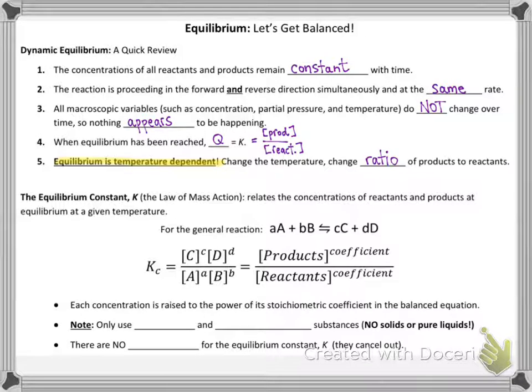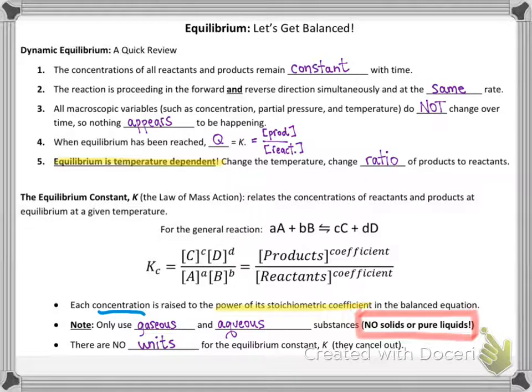We can, of course, calculate the value of the equilibrium constant K by plugging into the equilibrium constant expression, which is basically taking the concentration of each product raised to the stoichiometric coefficient divided by the concentration of each reactant raised to its stoichiometric coefficient. However, please remember to only use gaseous and aqueous substances when you're plugging into the equilibrium constant expression. This is because solids and pure liquids have a constant concentration. Also, quick reminder, there are no units for the equilibrium constant K.